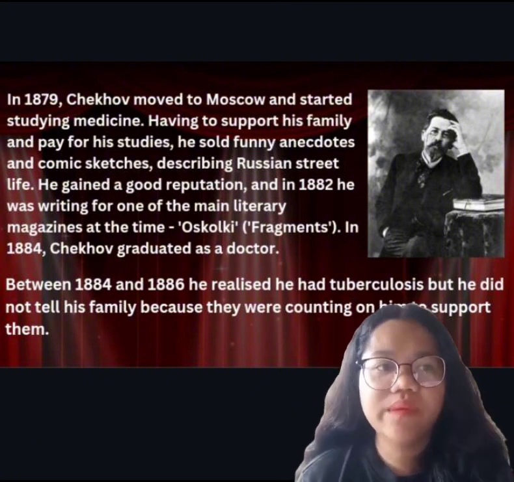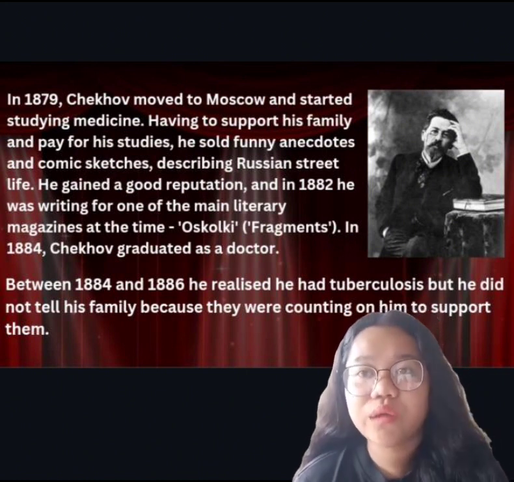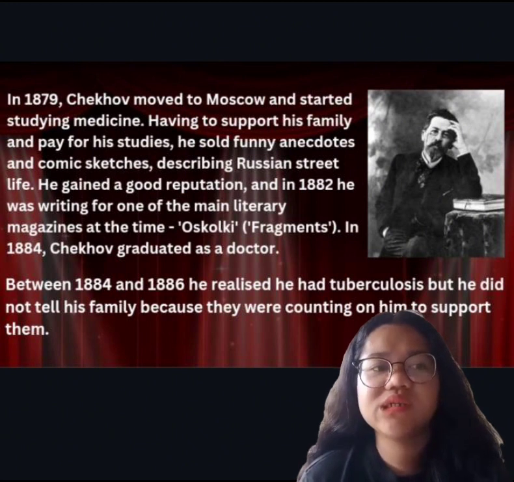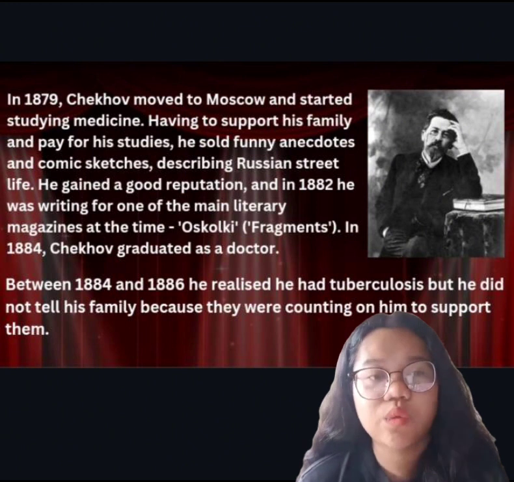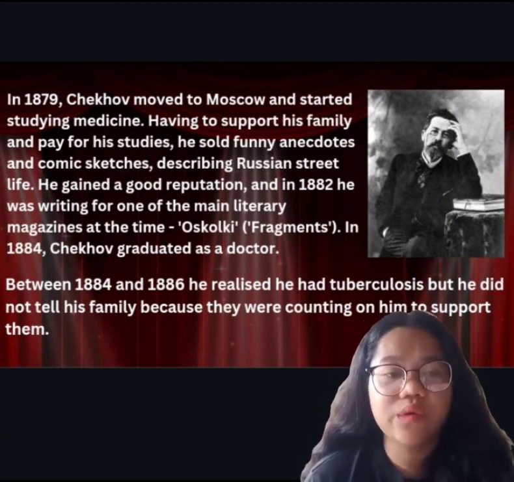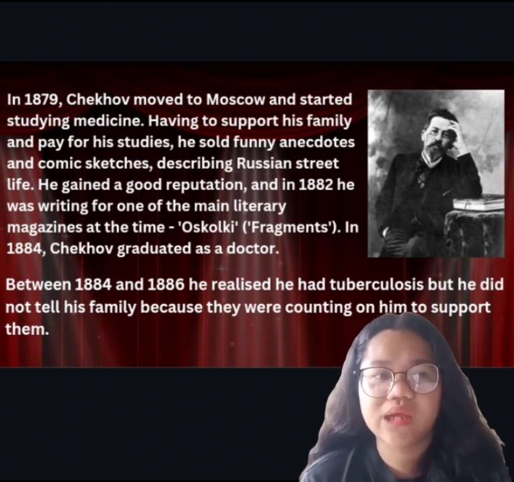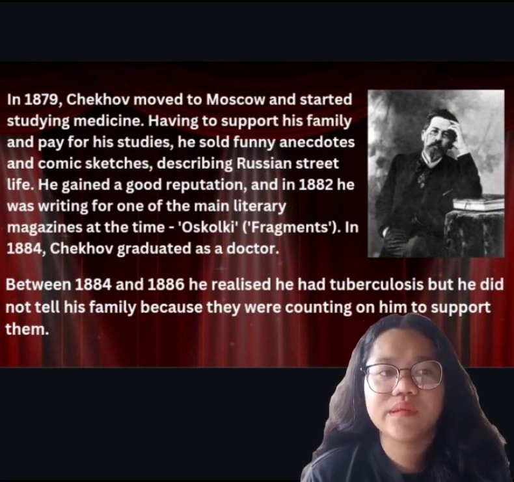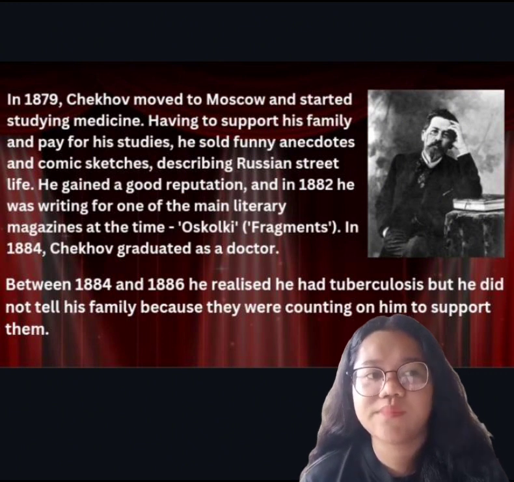So when Anton moved to Moscow in 1879, he entered a university to study medicine. But while studying medicine, he needed another work to fund his studies, which was to sell funny anecdotes and comic sketches. By selling anecdotes and comic sketches, he got money to pay for his study and to give support to his family.